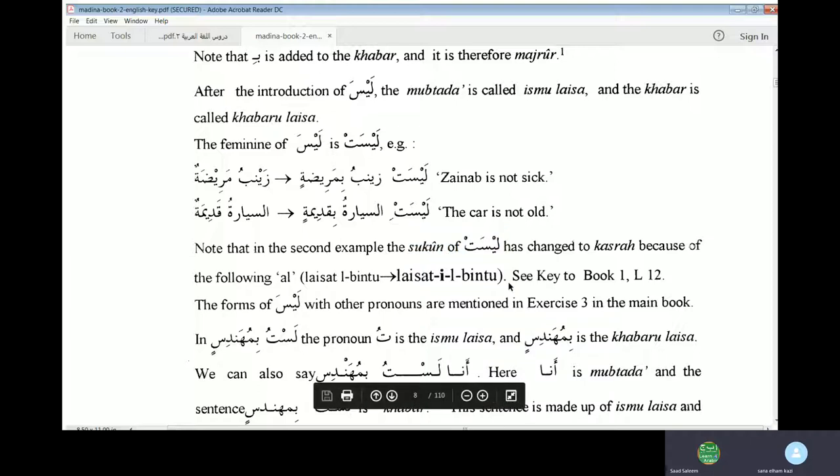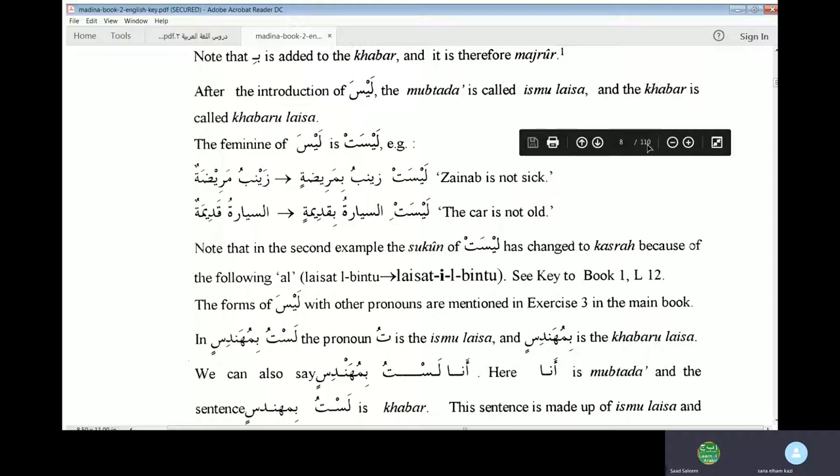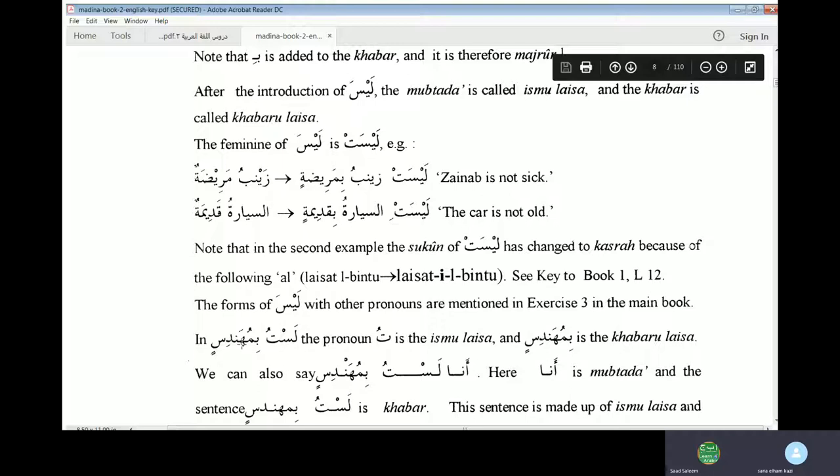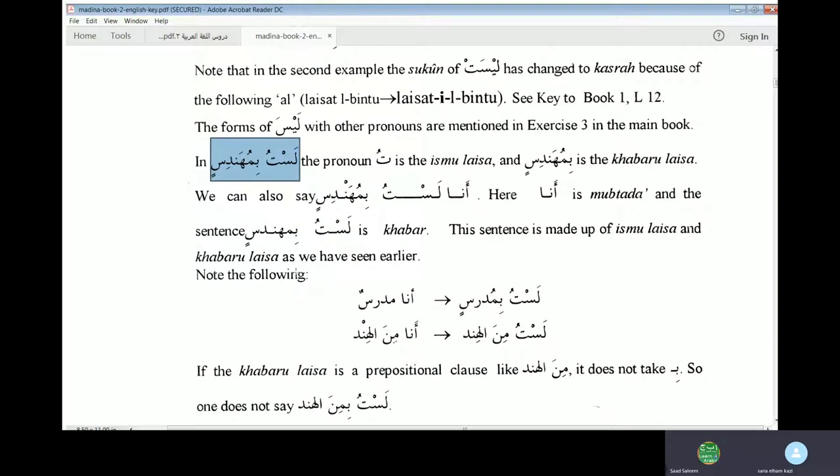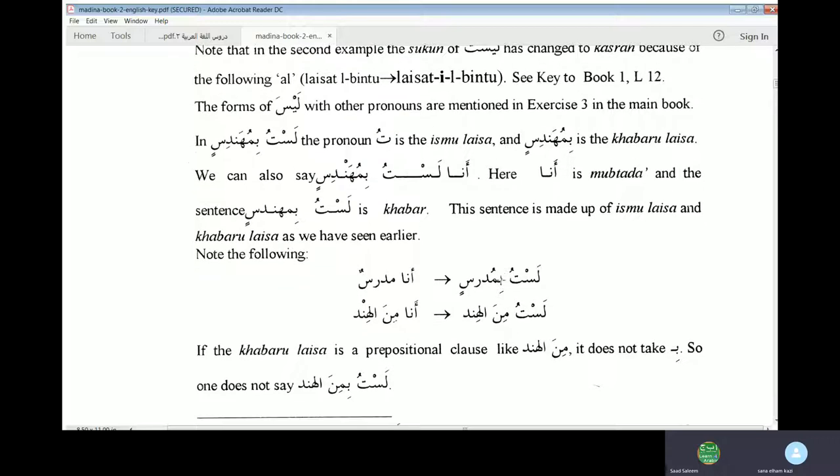The forms of laysa with other pronouns are mentioned in exercise 3 in the main book. Lastu bi muhandisin. In lastu bi muhandisin, the pronoun tu is the ismu laysa and bi muhandisin is the khabaru laysa. We can also say ana lastu bi muhandisin. Here ana is mubtada and the sentence lastu bi muhandisin is khabar. This sentence is made up of ismu laysa and khabaru laysa, as we have seen earlier.